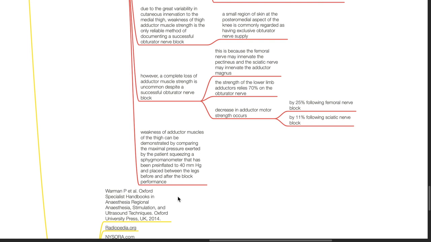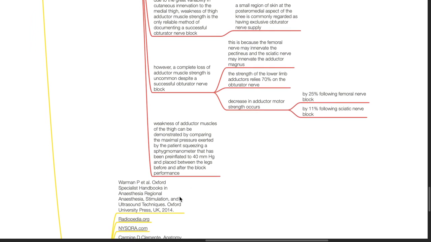The strength of the lower limb adductors relies 70% on the obturator nerve. Decrease in adductor motor strength occurs by 25% following femoral nerve block and by 11% following sciatic nerve block. Weakness of the adductor muscles of the thigh can be demonstrated by comparing the maximal pressure exerted by the patient squeezing a sphygmomanometer that has been pre-inflated to 40 mm mercury and placed between the legs before and after the block performance.